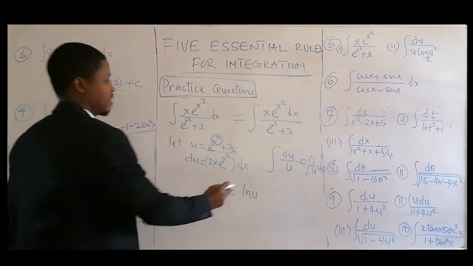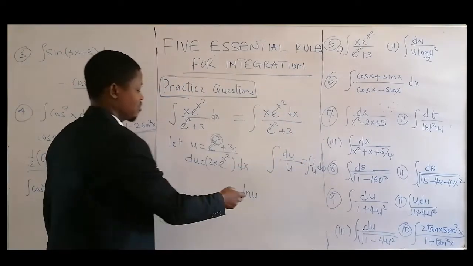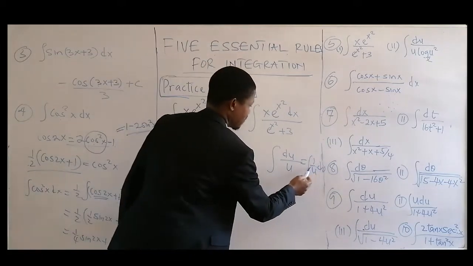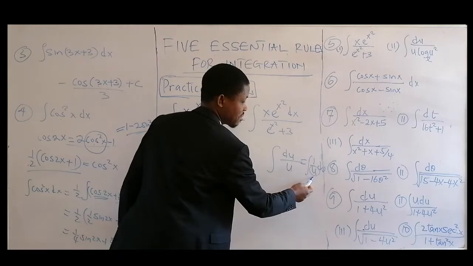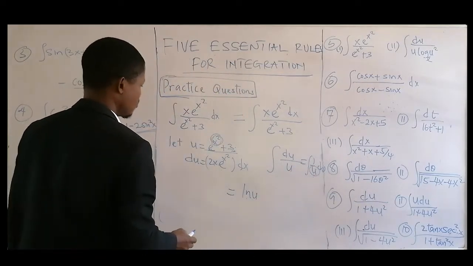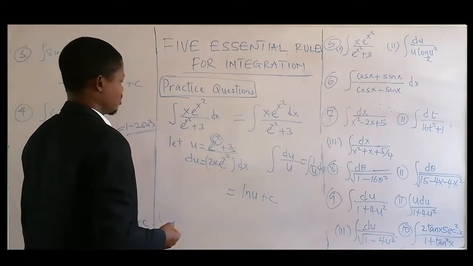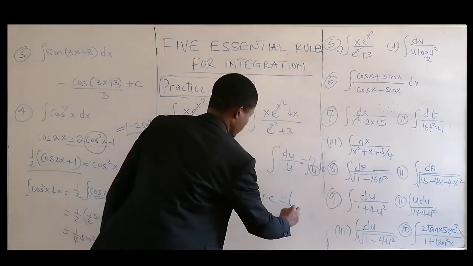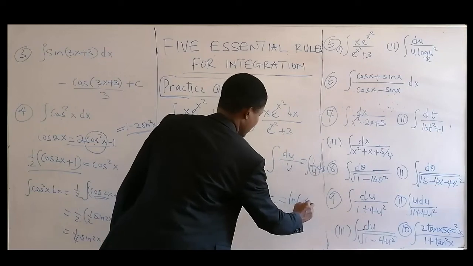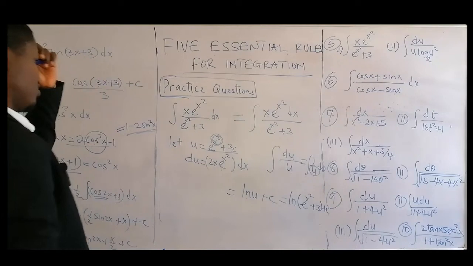Ln u. And the integral of 1 over u is ln of the denominator. Because if you check, the derivative of u is 1, okay, which is equal to the numerator. So plus c. So the next thing to do is to return back the u. Substitute for u, that's ln into bracket, your u is e to power x squared plus 3, and then plus c. So that's your answer to that.